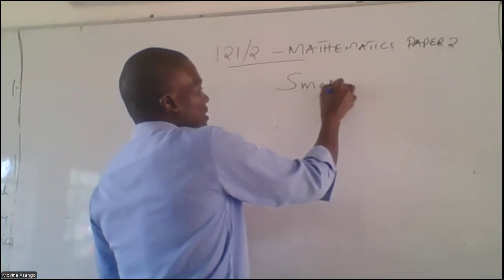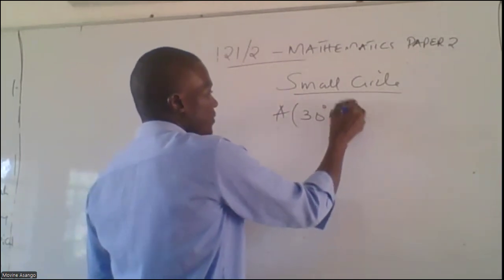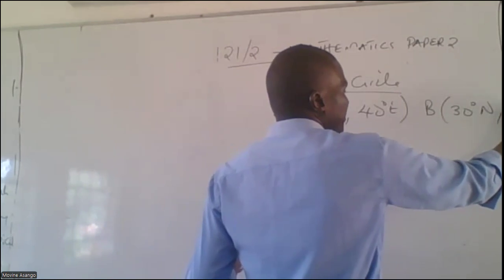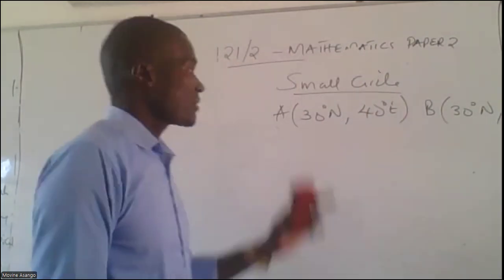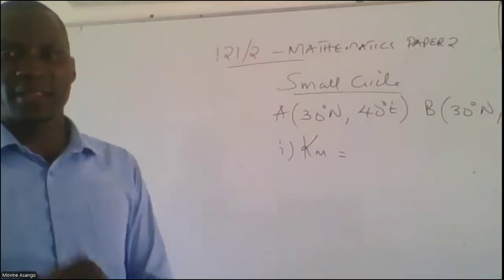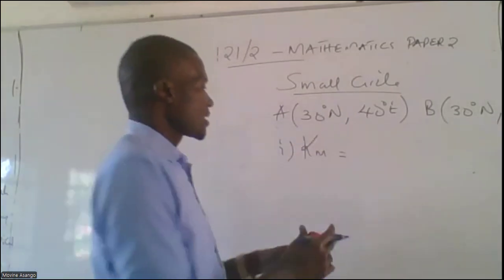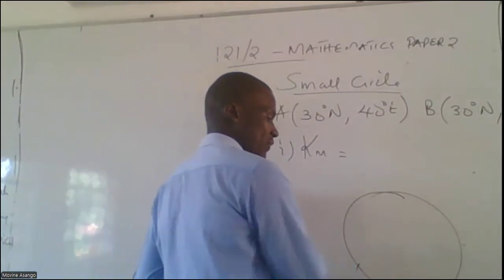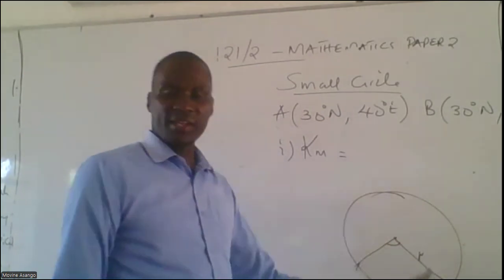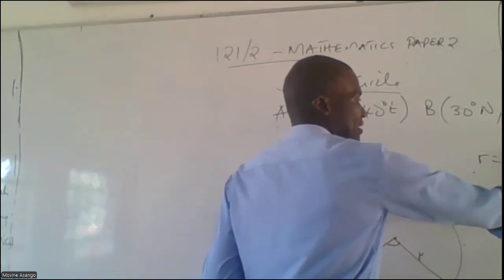If I'm talking about a small circle, let me talk about a point A, 30 degrees north, 40 degrees east, and a point B, same latitude, maybe 90 degrees east. I want to get the distance. Number one, if I want to get the distance in kilometers, what is the formula that I'm going to use? Remember that these 2 points are lying on a circle, so if I'm getting the length of that circle, it means it's the length of the arc. What I need is simply the angle and the radius. The radius there becomes the radius of the small circle, and the radius of a small circle is given by capital R cos latitude.